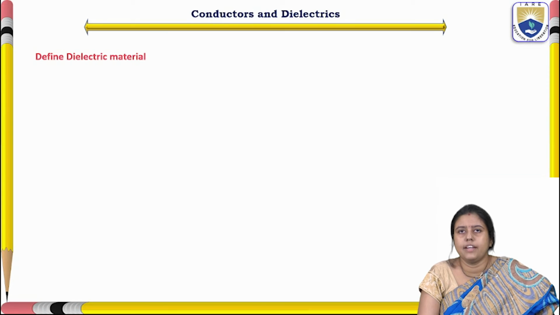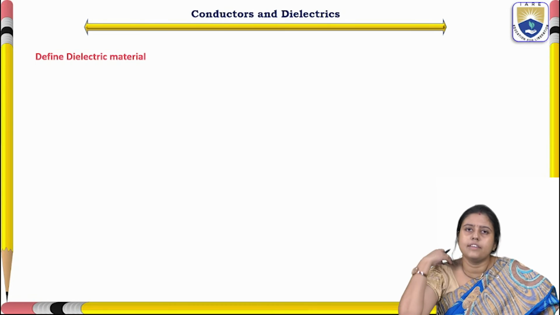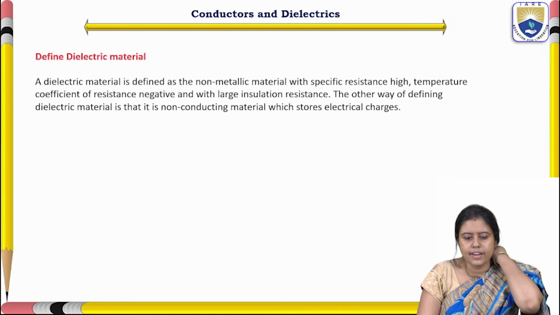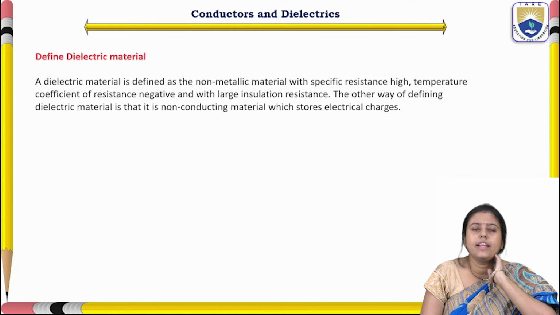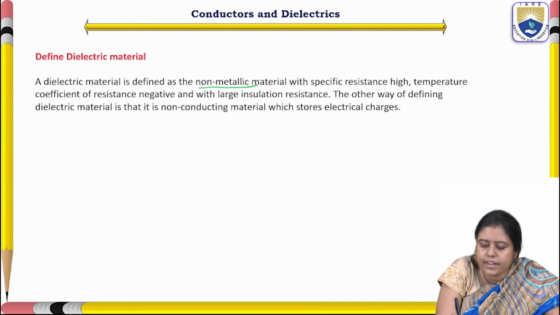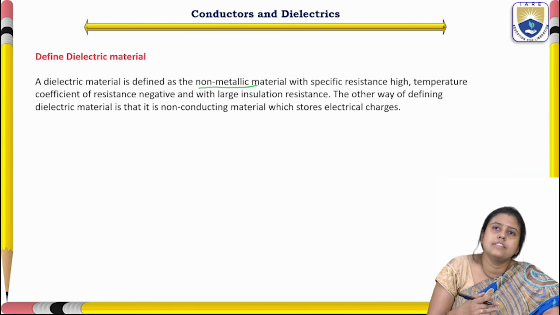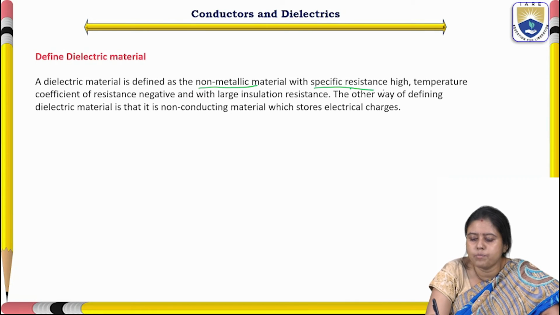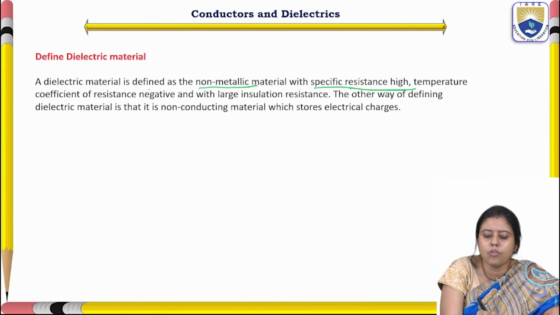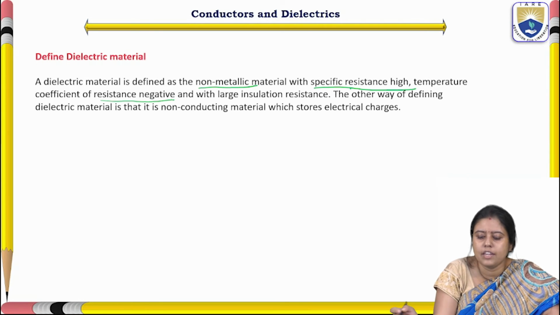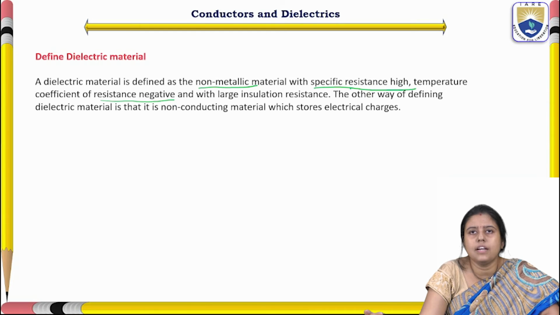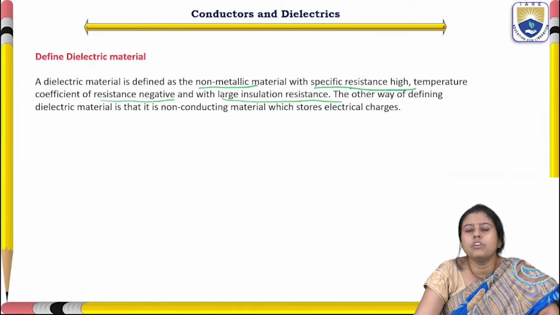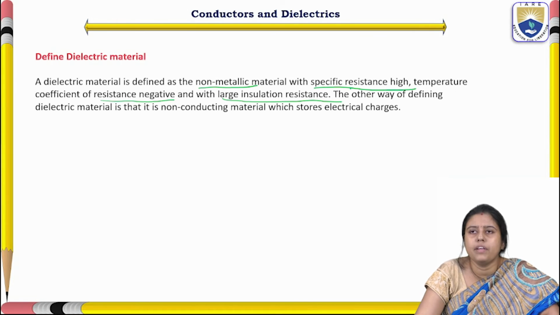Define dielectric material. Opposite to the electrical conductor, there is another term, the dielectric material. What is a dielectric material? A dielectric material is defined as a non-metallic material. So unlike the conductor, this is a non-metallic material with high specific resistance. Its specific resistance is high, and the temperature coefficient of resistance is negative. So with the increase of temperature, the resistance becomes less, and with large insulation resistance, it will not allow any flow of electrons.